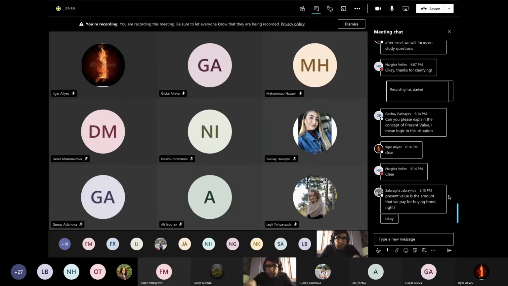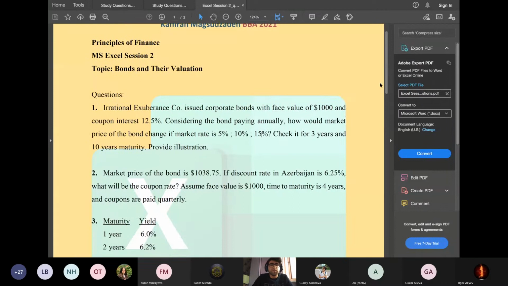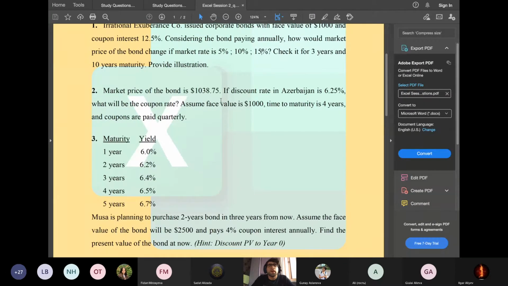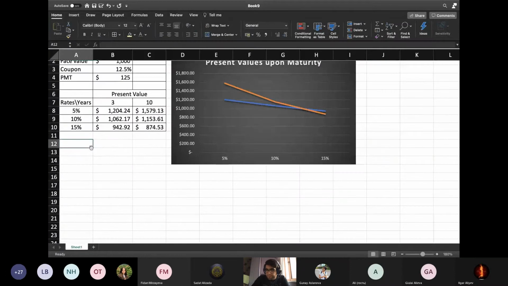Okay, if there is no question, we can continue with the second one. The second question says the market price of the bond is $1,038.75. If the discount rate in Azerbaijan is 6.25%, what will be the coupon rate? Assume face value is 1,000 as always, time to maturity is 4 years, and coupons are paid quarterly. Let's write here question 2.